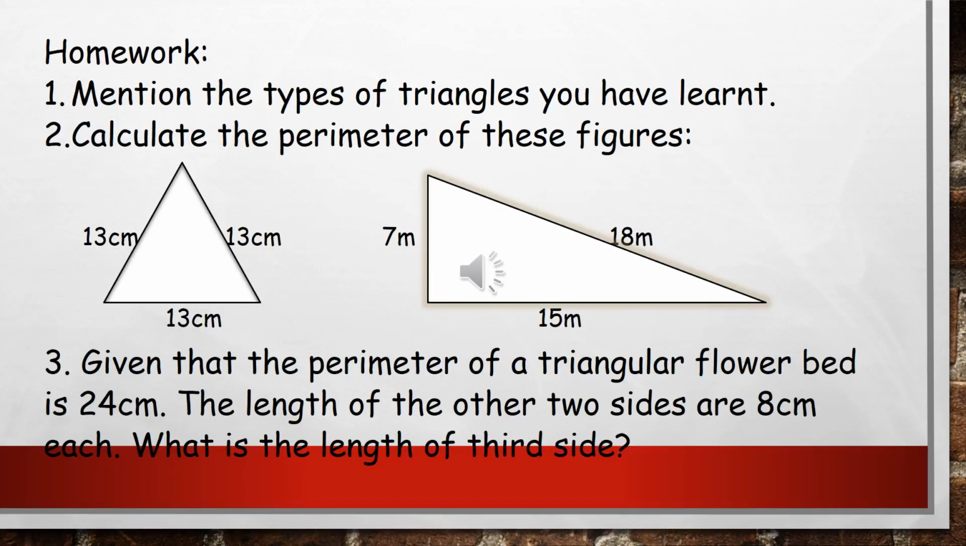So that's it for today. We have learned the different types of triangles. We have tried to find the perimeter of a triangle. We have also learned how to find the missing side of a plane shape when given the perimeter.